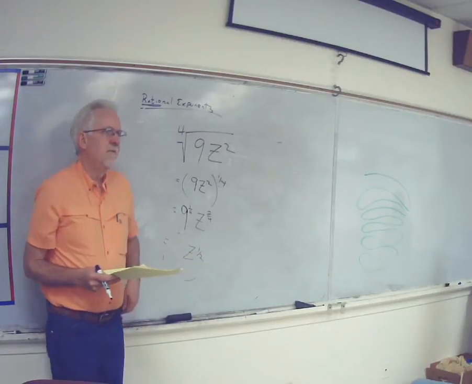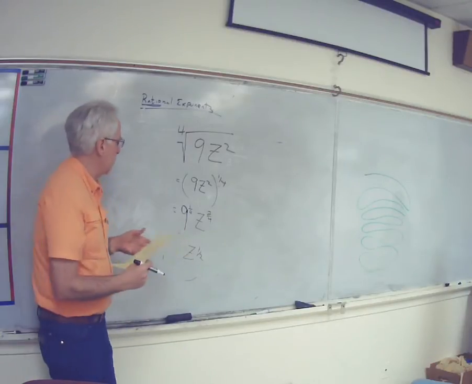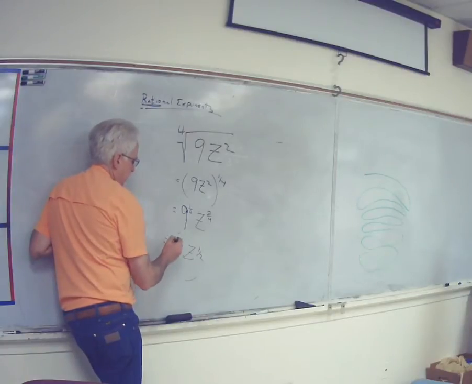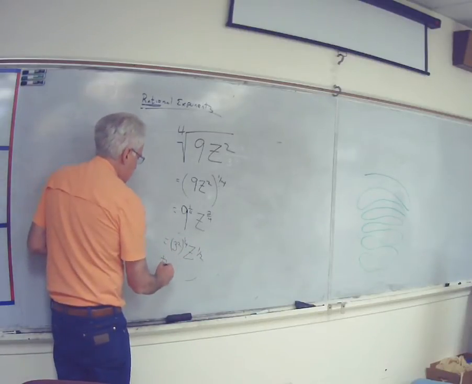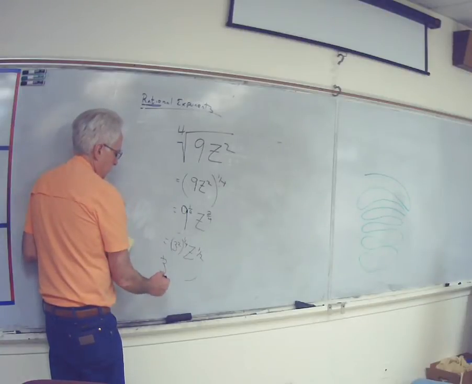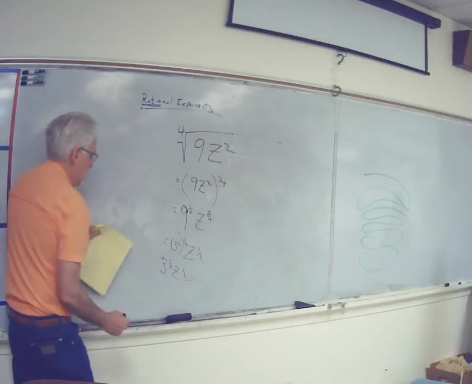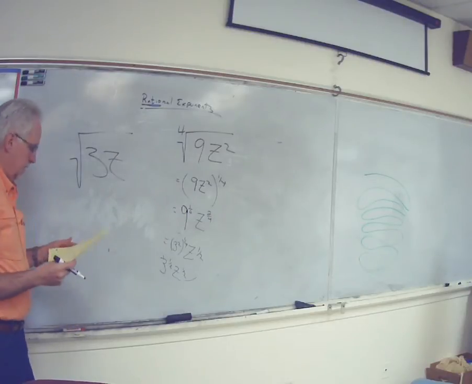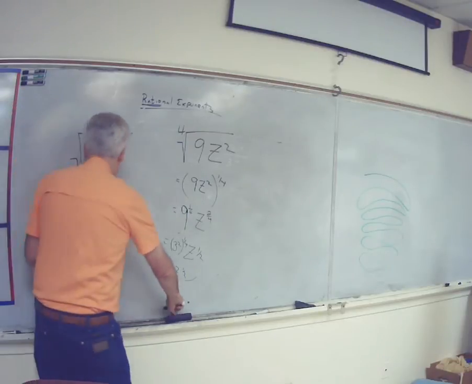Now 9 to the 1/4, I don't want to leave that, because there's something in there. I could rewrite 9 as 3 squared, raised to the 1/4. Do you see 9 becomes 3 squared? Now that becomes 3 to the 1/2 times z to the 1/2. And that is the square root of 3z. Do you see how that works? Is this good stuff?